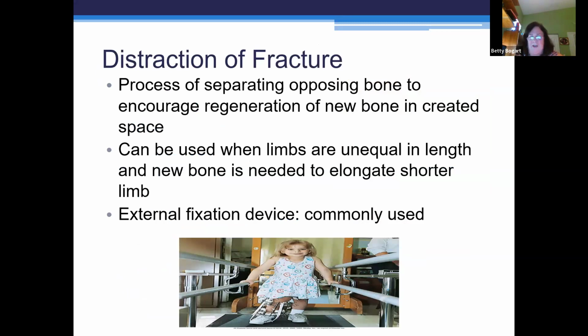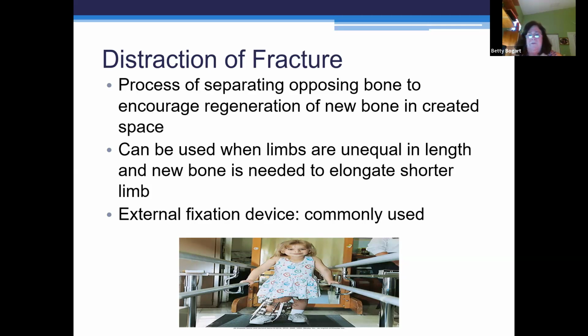So distraction osteogenesis is done with what's called an external fixation device. And it's skeletal. It sometimes could be used different ways. It could be for a fracture with so many pieces that just a cast or just one splint is not going to work, and surgery right now is not going to work.